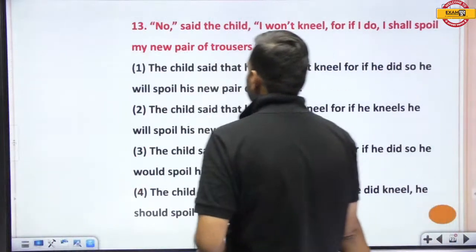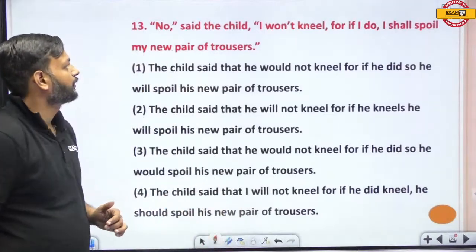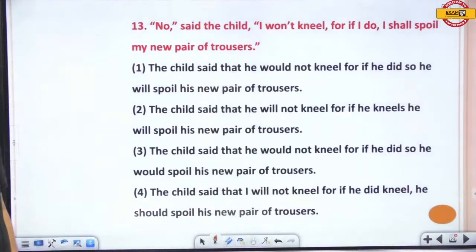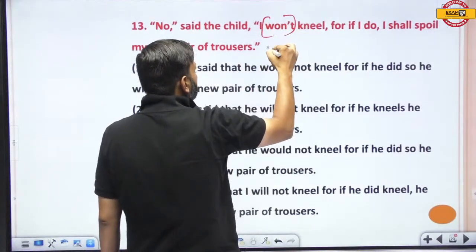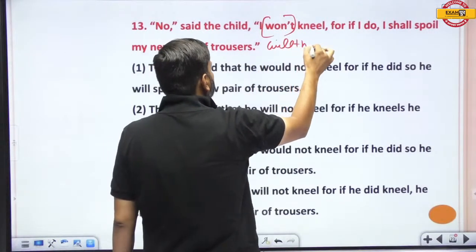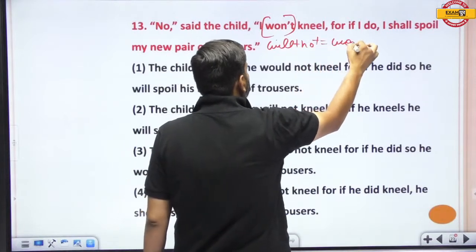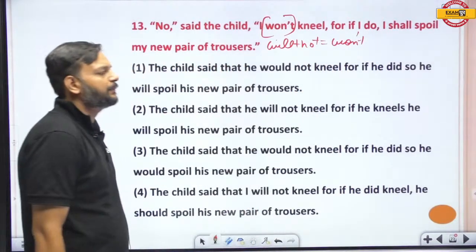Okay. Now solve question number 13. No, said the child, I won't kneel. So here we have won't. What is won't? Will plus not. Will plus not is won't.